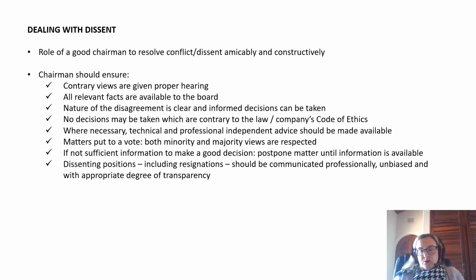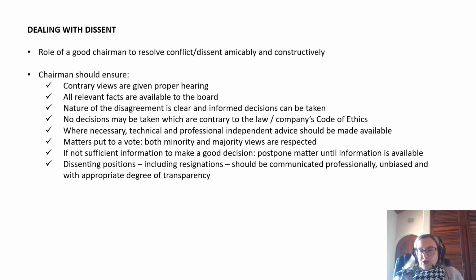In terms of dealing with dissent, where we don't always agree with each other, the chairman has a particularly important role. The chairman must ensure that contrary views are always given a proper airing. Everybody gets an opportunity to explain why they dissent. All the relevant facts are available to the board, so nobody is acting on a misunderstanding. Everyone is clear as to what the decision is that needs to be taken and why we are disagreeing. What is the nature of this disagreement?